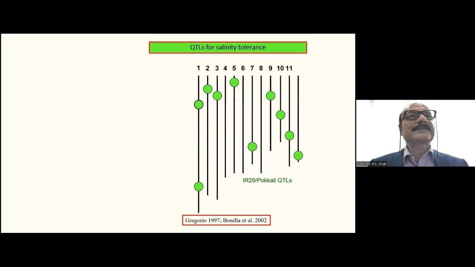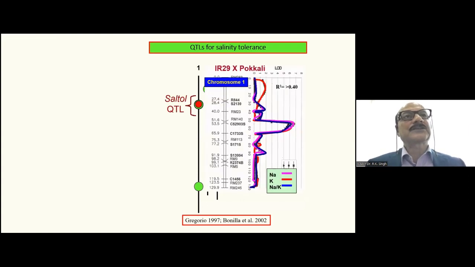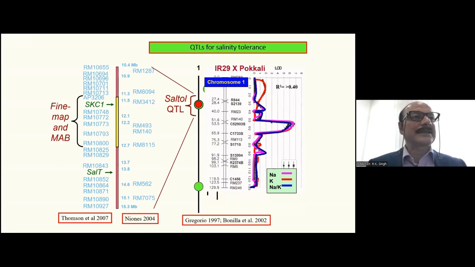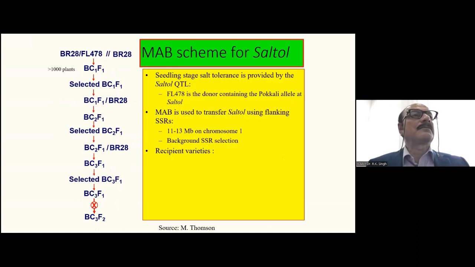We started this a long back in 1997 with one of the students here, the thesis of Glenn Gregorio, 1997. We found some QTLs in the IR29 Pokkali recombinant inbred lines. There are several QTLs; one of them was Saltol. It was a very potent and very strong QTL, explaining more than 40% of the salinity tolerance. This was later saturated with more SSR markers, and that is the one being utilized for marker-assisted breeding.